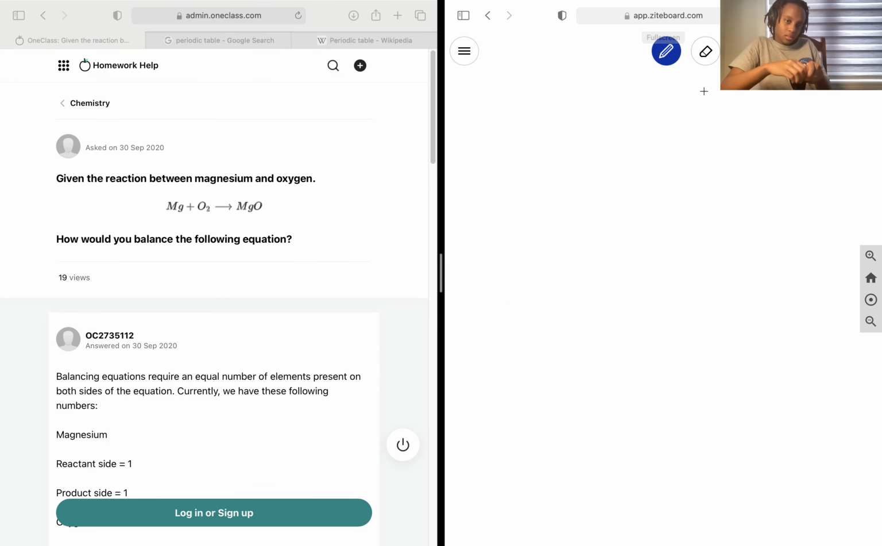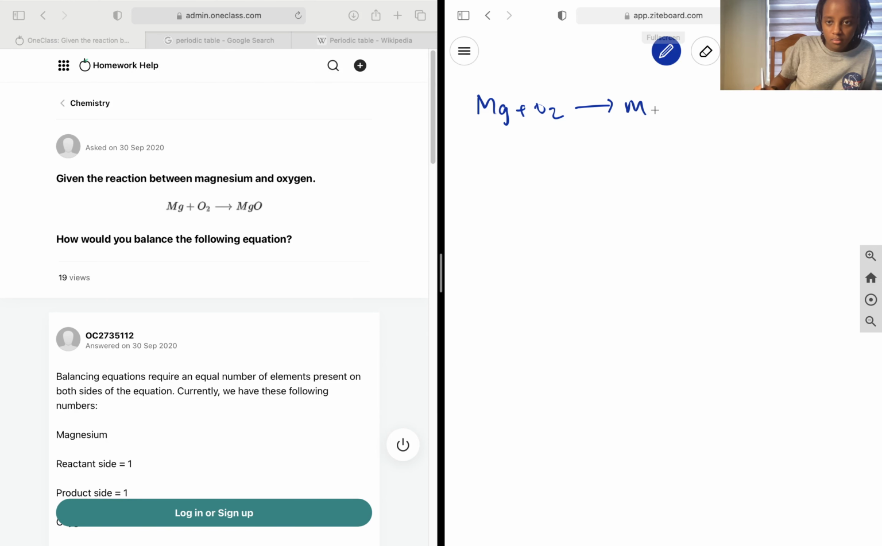Okay, next up, we want to balance this given reaction between magnesium and oxygen, which is actually a very bright reaction, which you should have seen in a high school chemistry lab. MgO. So right now, yes, magnesium is balanced, but oxygen is not. So to balance oxygen, we see we have 2 on this side. We need to make ourselves have 2 here. Easiest way to do that is to add a 2.